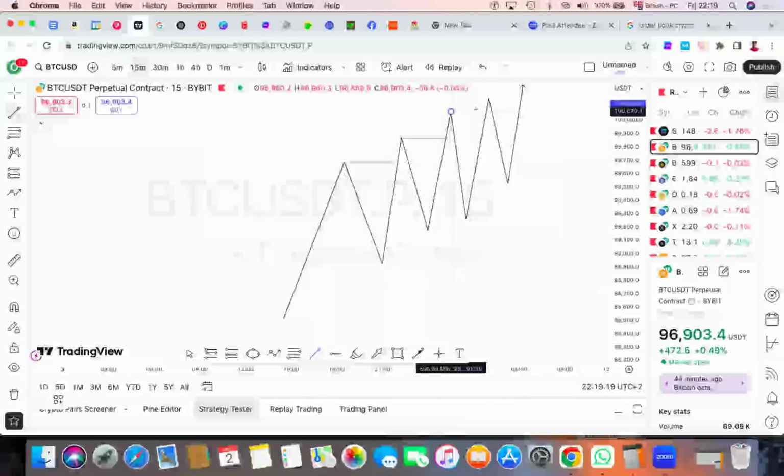So do we have anybody here who doesn't understand market structure or break of structure? Please, if you don't understand what we are doing, you can just type I don't understand in the chat box.